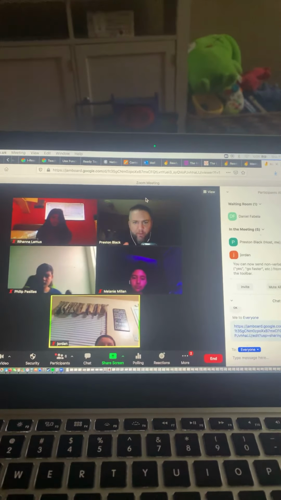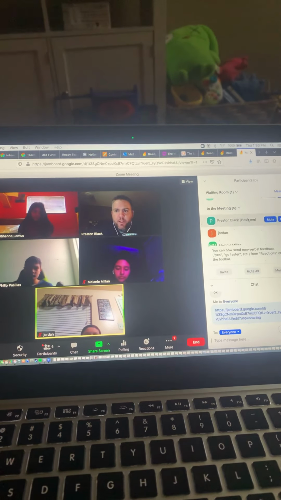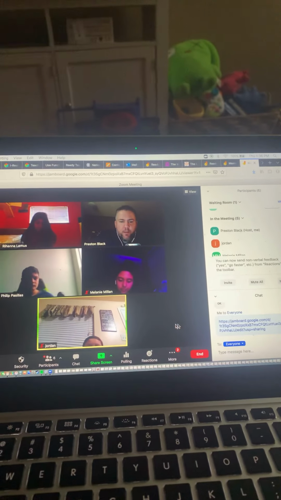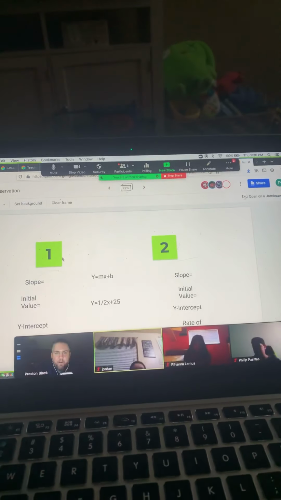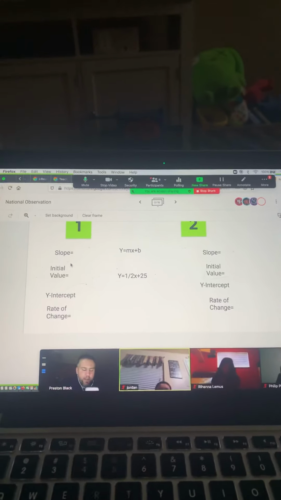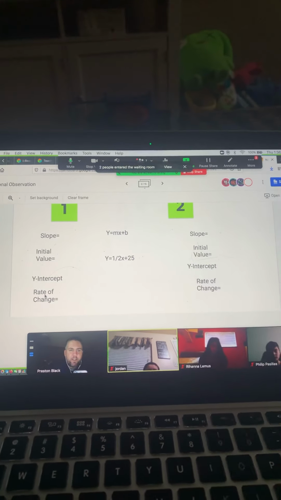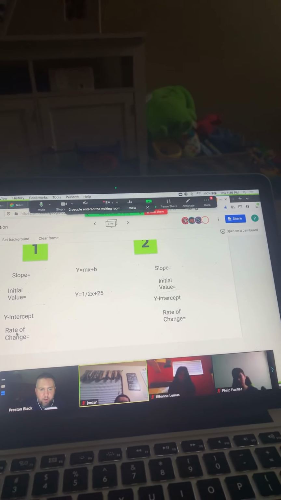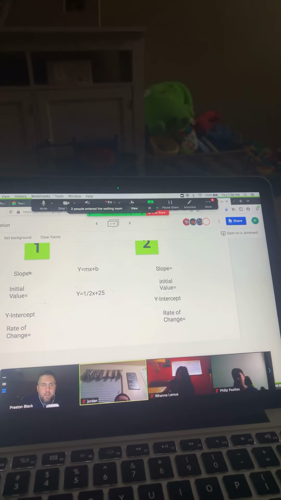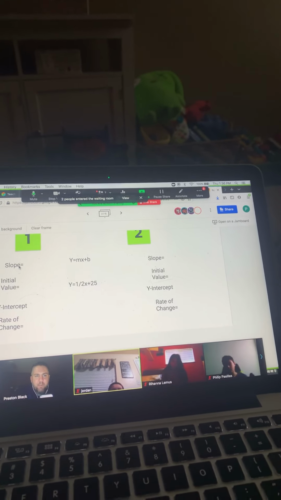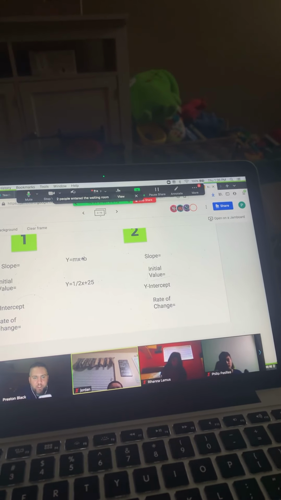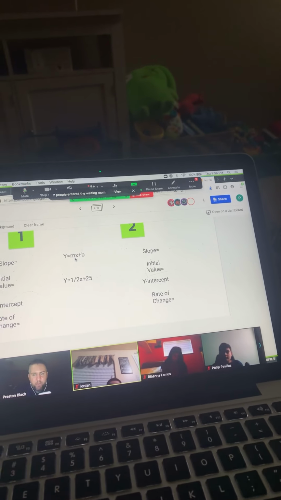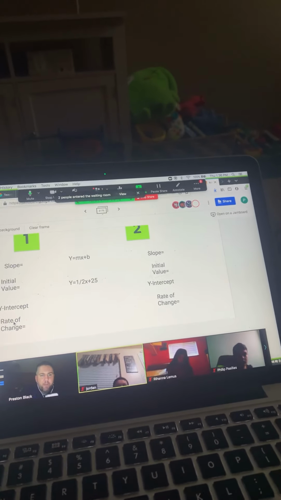So before we get started on your Jamboards, you have 4 words: slope, initial value, y-intercept, and rate of change. Okay? What I want you to do before we start is go ahead and label slope as if it was in the equation y equals mx plus b. What does slope represent in y equals mx plus b? And you're going to do that for all 4.